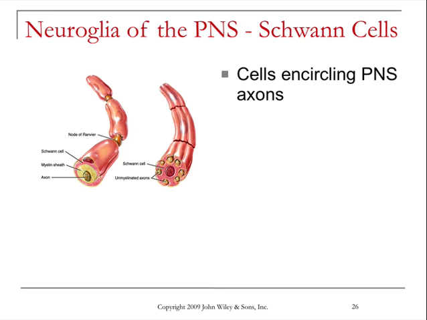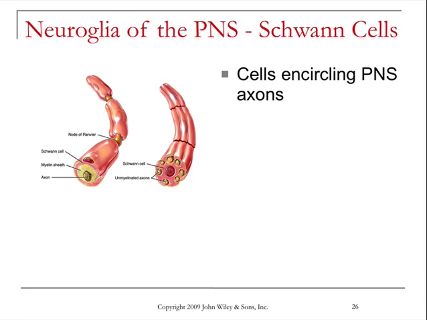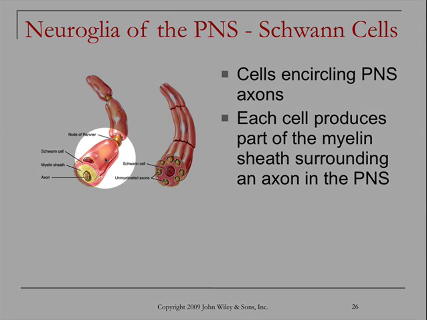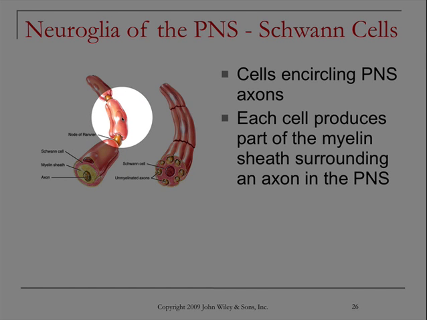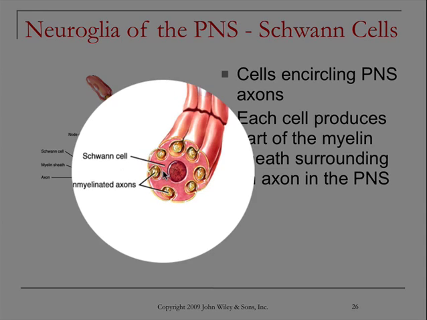Schwann cells are the cells of the peripheral nervous system that produce myelin sheaths. This diagram shows the myelin sheath, and we'll look at this in more detail later in a special section on myelination. Each cell produces part of the myelin sheath surrounding an axon in the peripheral nervous system. So in other words, this is one Schwann cell producing a myelin sheath. This is another Schwann cell producing the myelin sheath of an axon in the peripheral nervous system. Some Schwann cells can surround unmyelinated axons as well.